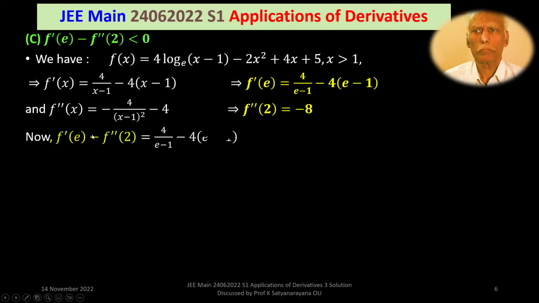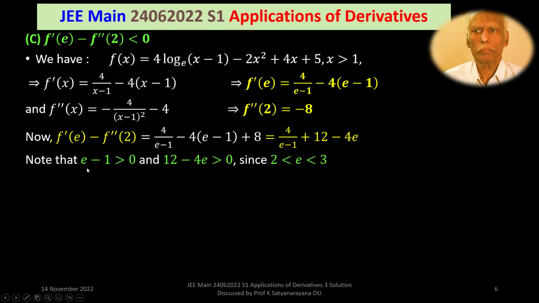Let's see now f prime e minus f double prime 2, that's equal to f prime e, which is 4 by e minus 1 minus 4 into e minus 1, plus 8. And when simplified, you will get 4 by e minus 1 plus 12 minus 4e. Agreed. Note that e greater than 2, so e minus 1 greater than 1, therefore e minus 1 is greater than 0. Correct. So 4 by e minus 1 is also greater than 0. And 12 minus 4e is greater than 0, because 2 less than e less than 3.